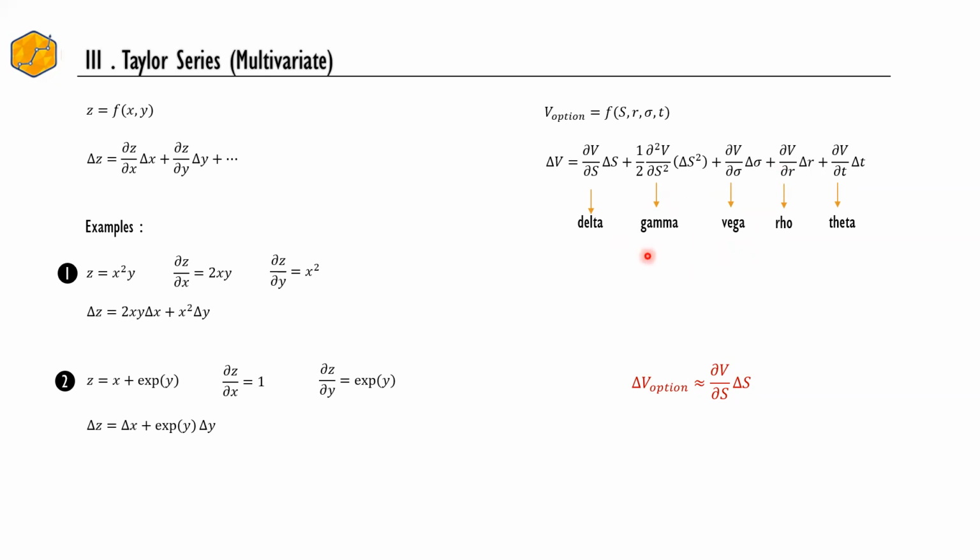In regulatory risk capital calculation, they treat delta, gamma, and vega. For our use case, we'll only consider the delta portion of it. So this is my approximation of change in value of the function, given the change in the underlier, delta S. That's all. This is all we need to know.